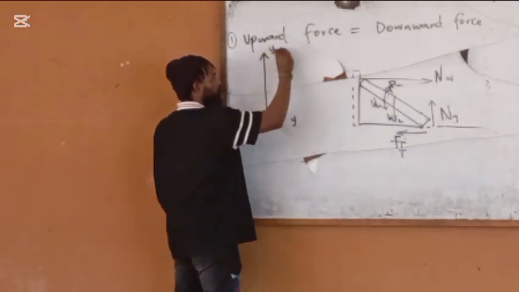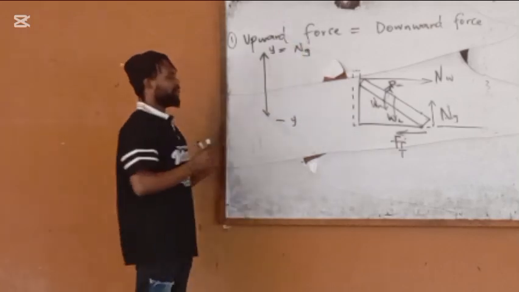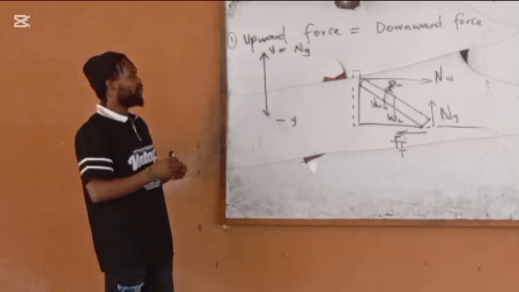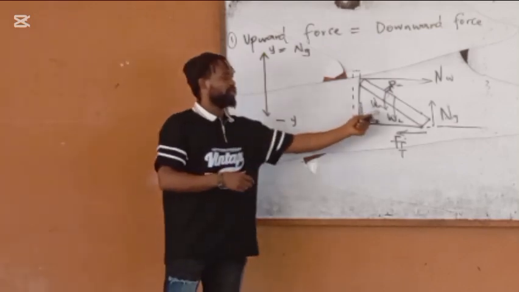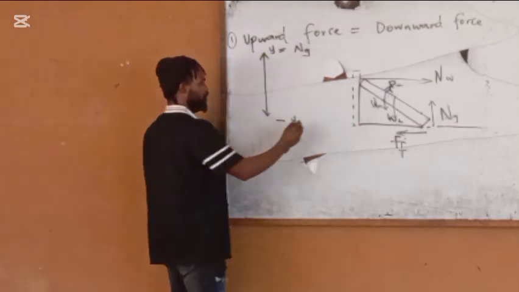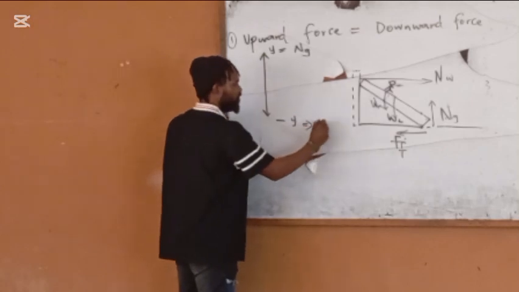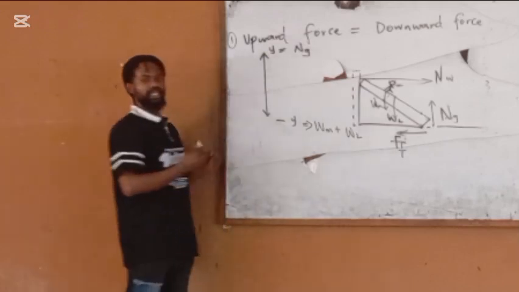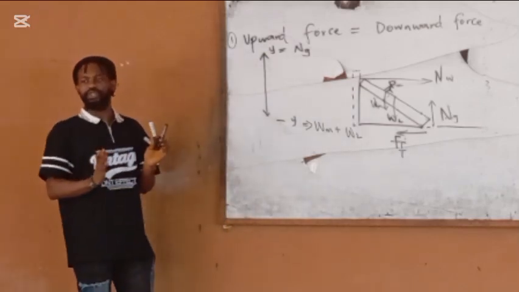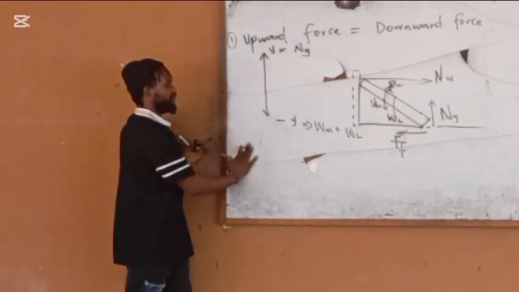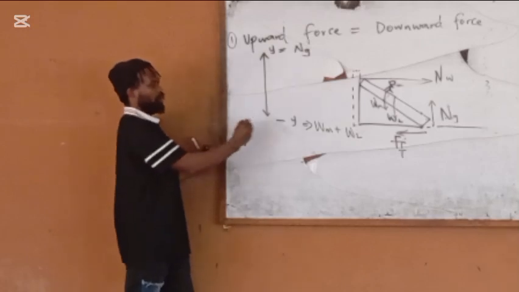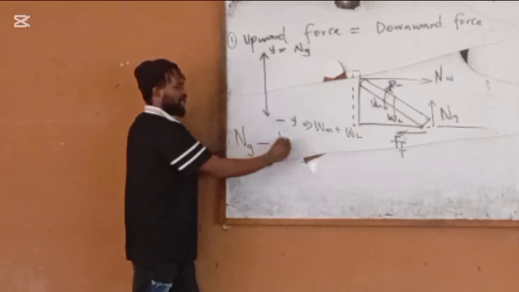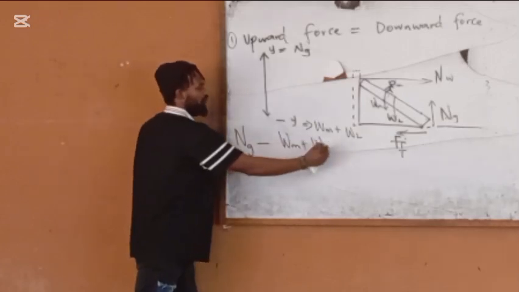Let me clean this. Okay, we have the normal reaction of the ground. What about any other upward force? And what about downward force? We have the weight of the ladder and the weight of the man. I'm putting plus because they are in the same direction. So if you check it, the upward force now becomes the normal reaction of the ground minus the weight of the man plus the weight of the ladder.